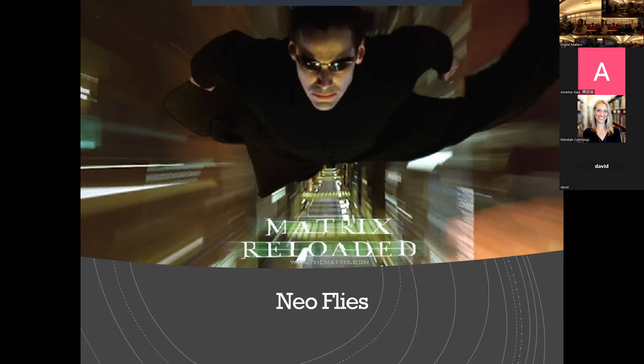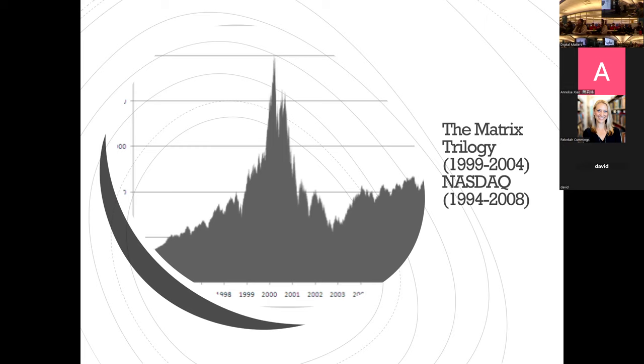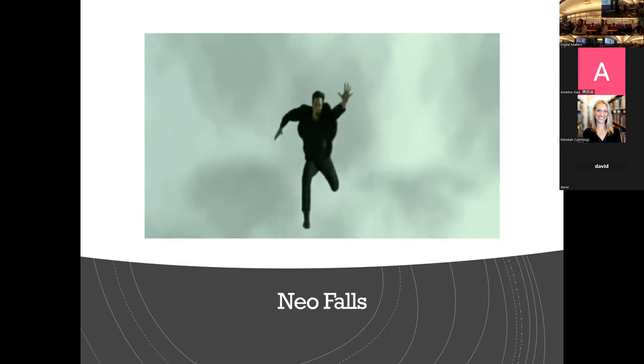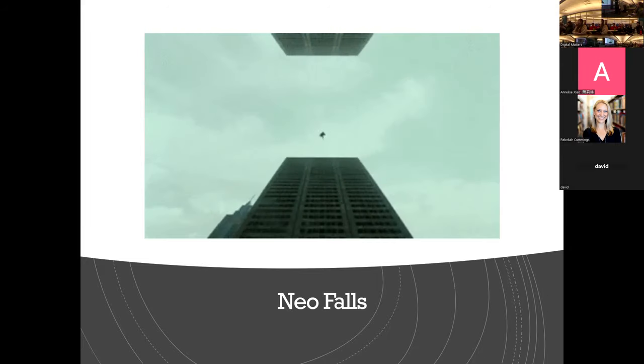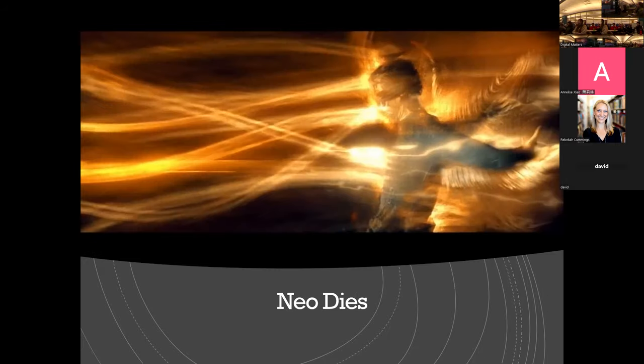So there are a lot of reasons for making this kind of connection in popular culture between digital technology and science fiction. We have the Wachowski brothers' Matrix trilogy, for example, which corresponds in terms of popularity with the rise and the plummet of the NASDAQ, which makes it hard not to see Neo's subsequent adventures and ultimate demise in the trilogy as somehow corresponding to each other.